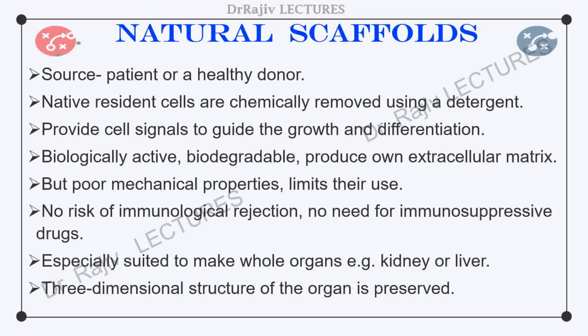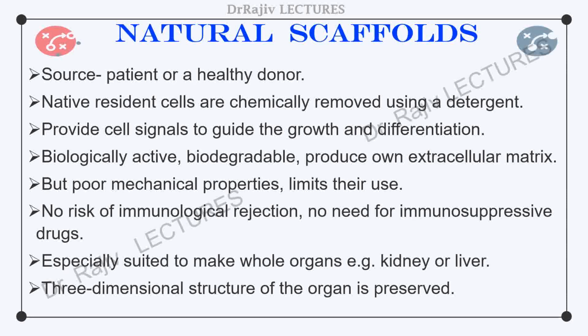Natural scaffolds are derived from human or other animal donor tissues. Here, the native resident cells are chemically removed using a detergent, leaving behind only the extracellular matrix that preserves the original architecture of the tissue or organ onto which new donor cells are seeded. Natural scaffolds come either from a patient or a healthy donor.